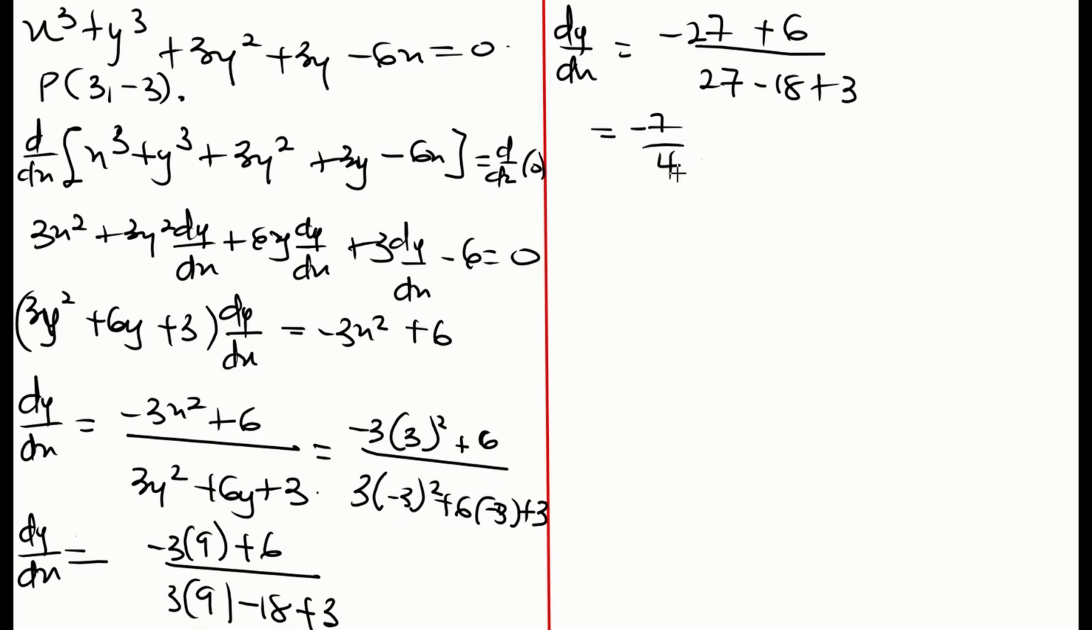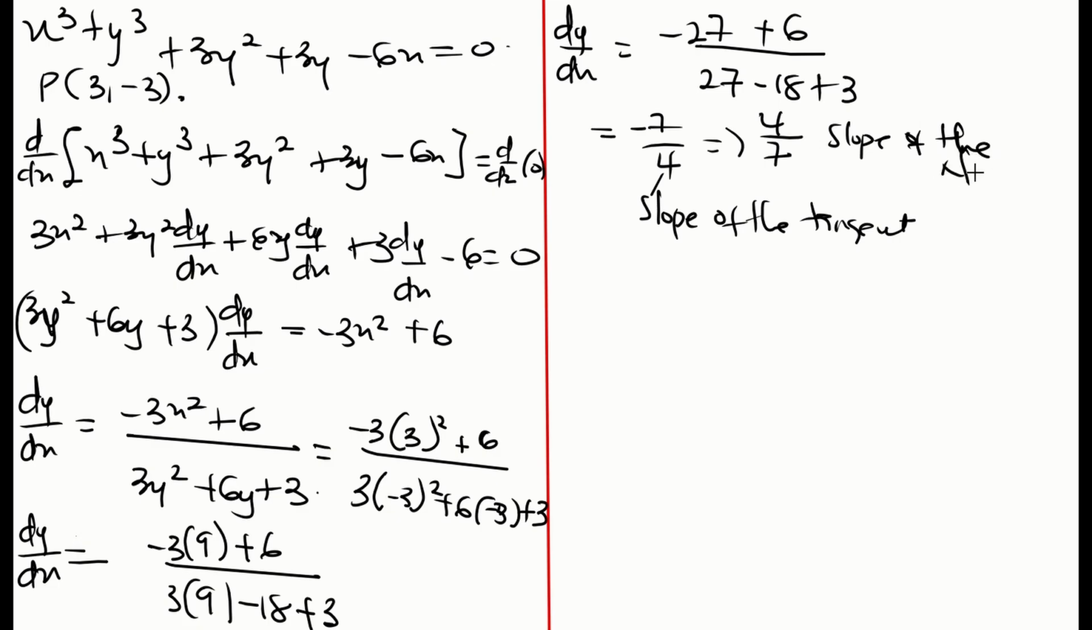So we now have to look for the slope of the normal to the curve, which is given as the negative reciprocal of the slope of the tangent. Over here we find the negative reciprocal, which is 4 over 7. This gives us the slope of the normal to the curve.